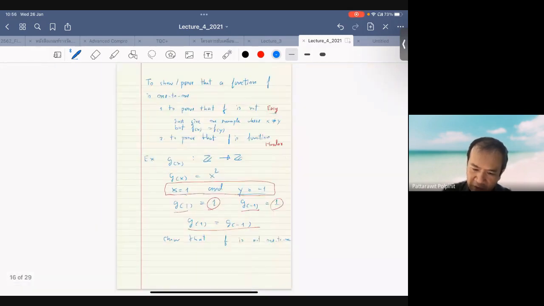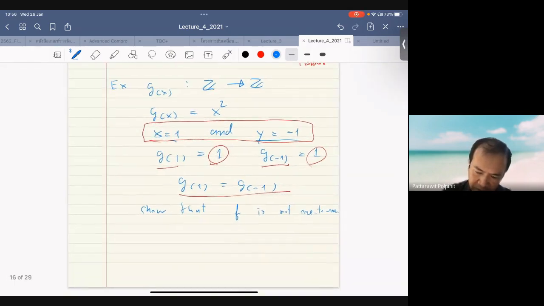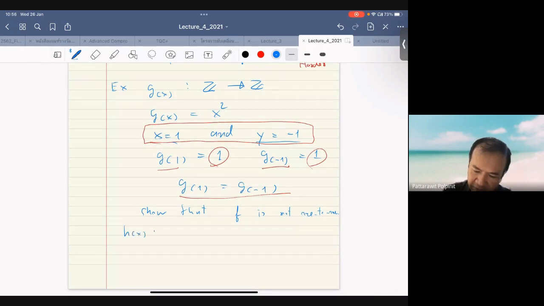Okay, I can think of one more example. For example, let's say h of x, from the set of real numbers to the set of real numbers, h of x is equal to absolute x. So let's say x is equal to 2 and y is equal to -2. h of 2 is equal to 2, and h of -2 will also be 2.